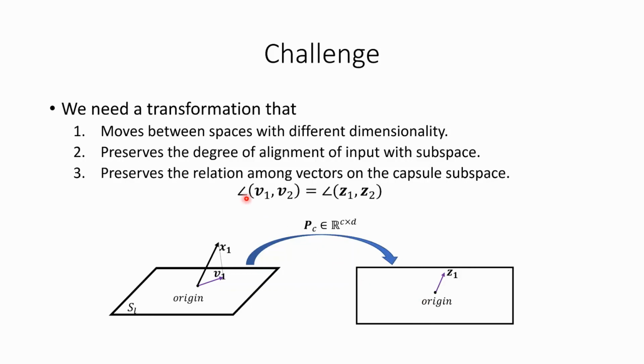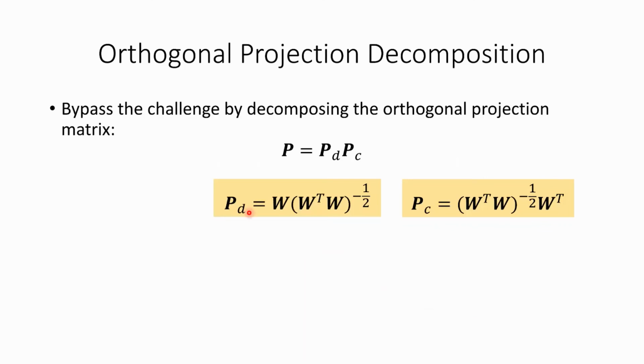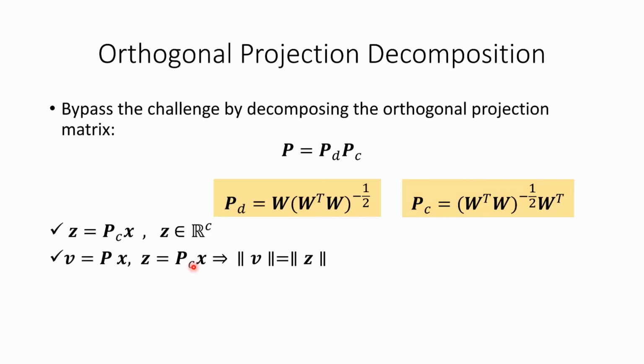So here, if we create a capsule V1 for this feature X1, and we have another capsule V2 for feature X2, we want the angle between V1 and V2 to be the same as the angle between the corresponding capsules that we create using the PC transformation. It can be proved that if we decompose the orthogonal projection matrix P as follows into PD multiplied by PC, and these two are defined here, and use transformation PC instead of orthogonal transformation, we can satisfy all three requirements that we mentioned.